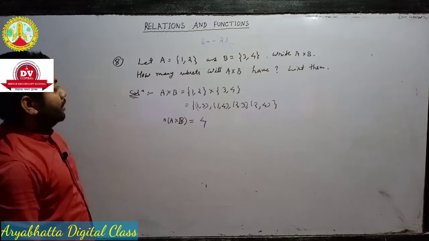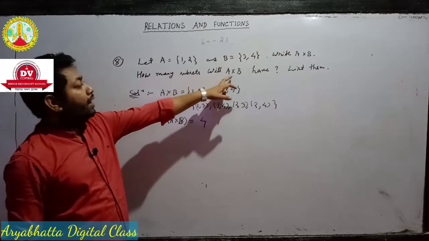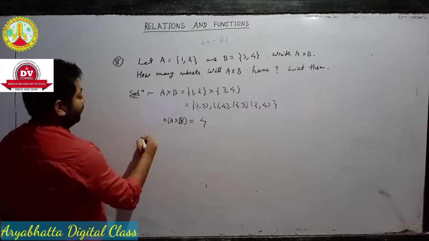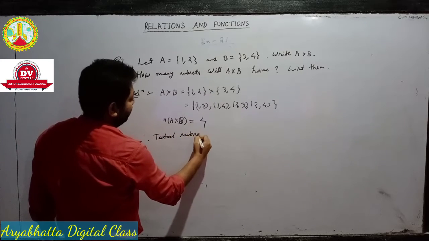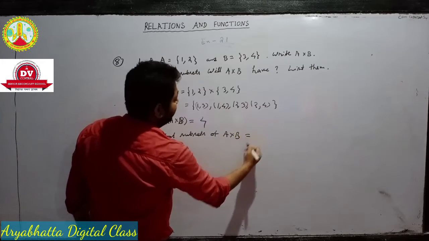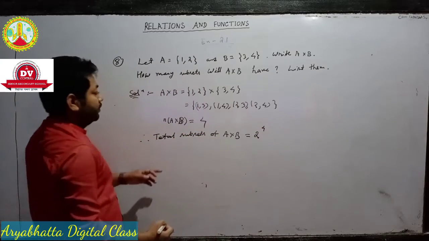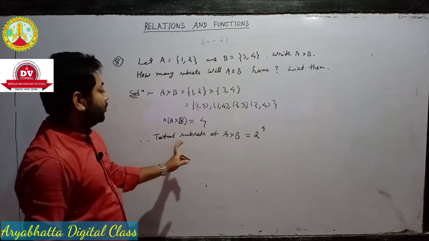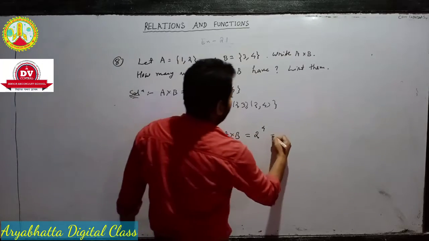Therefore, how many subsets will A × B have? The total subsets of A × B is equal to 2 to the power 4, because the total number of elements in A × B is equal to 4. Therefore, the total subsets of A × B is equal to 2 to the power 4, which is 16.